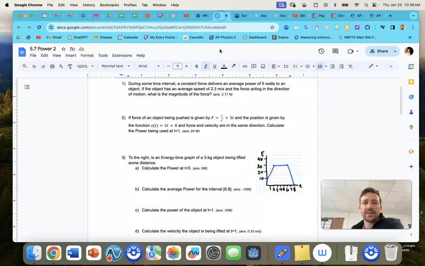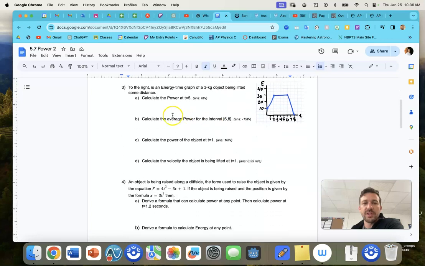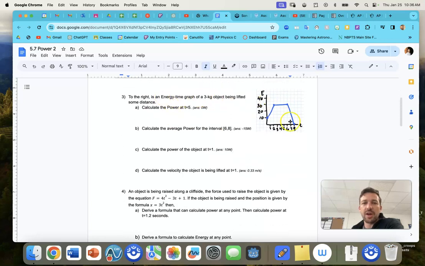Okay, and then let's just go back here and look at some more of this. Okay, to the right is an energy time graph.